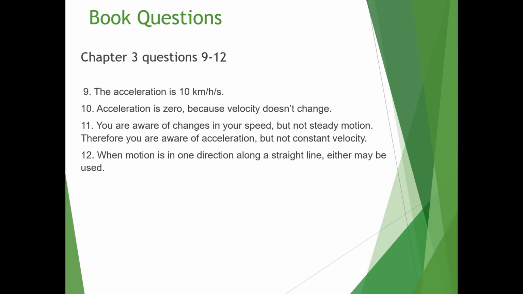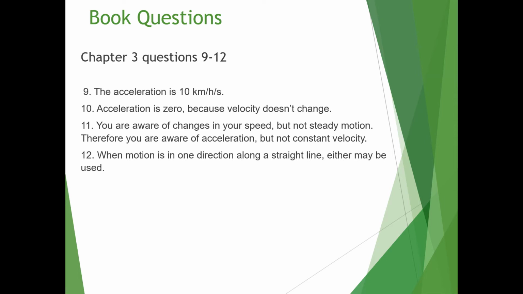Number 10, what is the acceleration of a car that maintains a constant velocity of 100 kilometers per hour for 10 seconds? It's 0 because the velocity doesn't change. And it asks you, why do some of your classmates who correctly answer the preceding question get this wrong? Well, it's partially because they're just plugging in numbers and they didn't stop to think about the fact that it said constant velocity. If it's constant velocity, there's no acceleration.